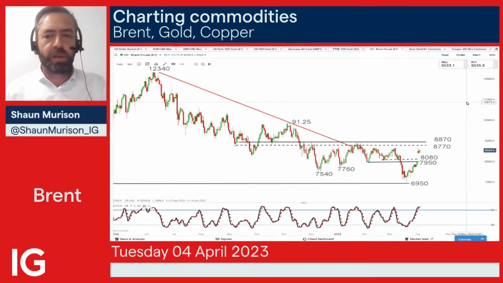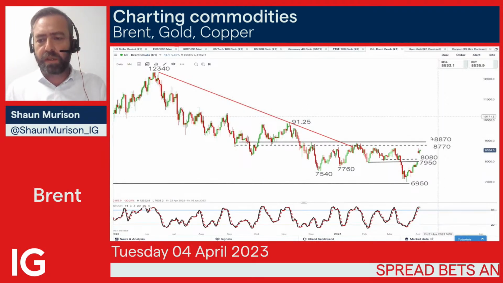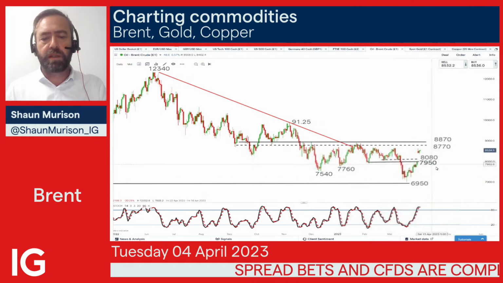Looking at commodities now, and there's been a lot of movement in oil markets this week. It's after OPEC surprisingly cut more than what the market was expecting, over 1 million barrels of supply. Now that's caused this gap up, taken us above our resistance.